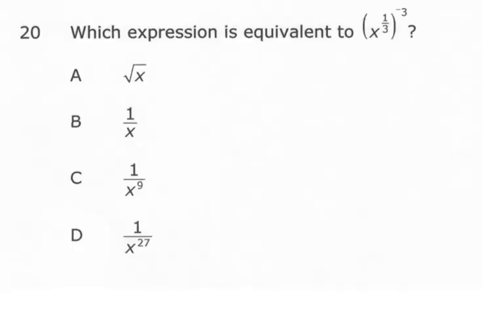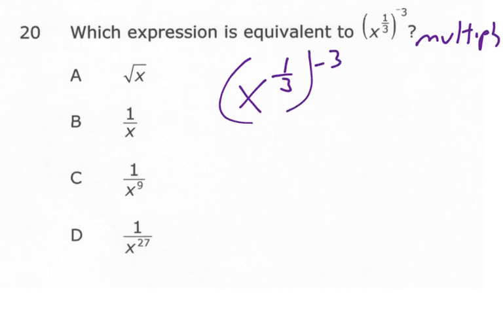Alright, let's jump over to number 20. Which expression is equivalent to x to the 1/3 power raised to the negative third power? Alright, so if we have an exponent on the outside of parentheses, we are going to multiply it. So it's really going to be x to the 1/3 times negative third. When I say times negative third, I mean I'm multiplying the two exponents there.